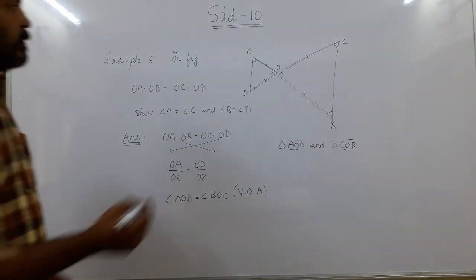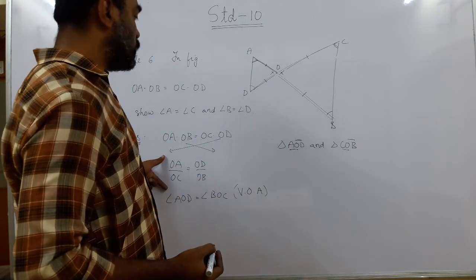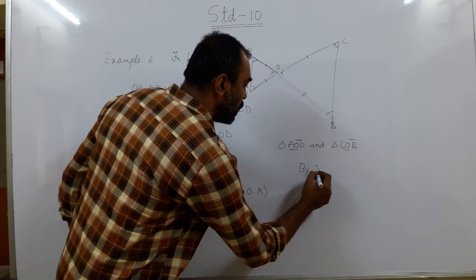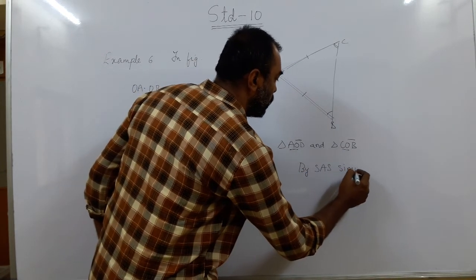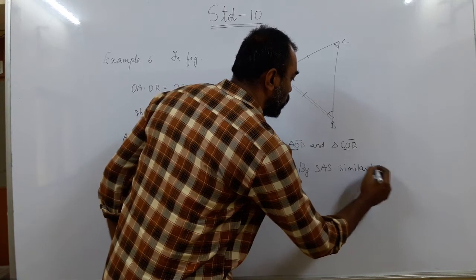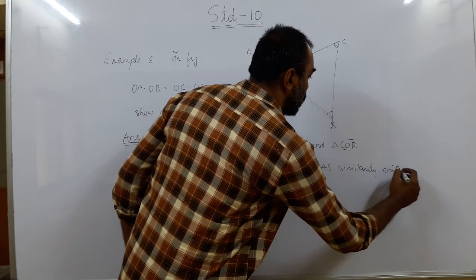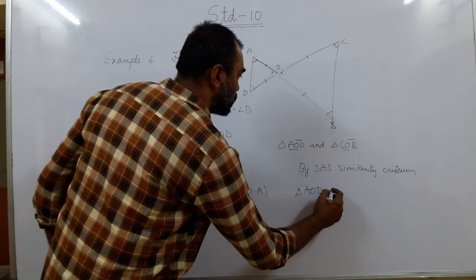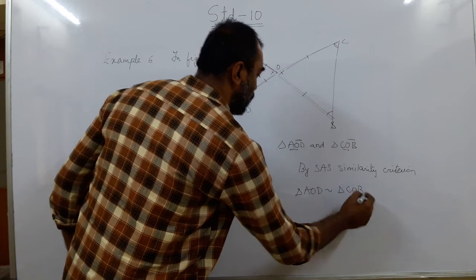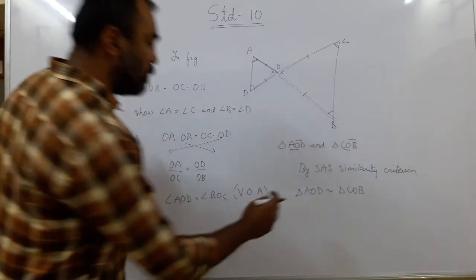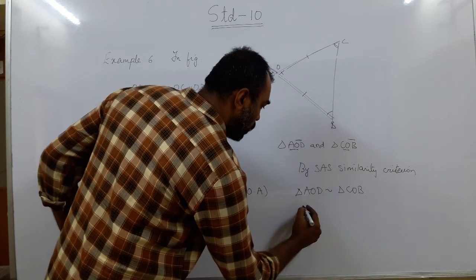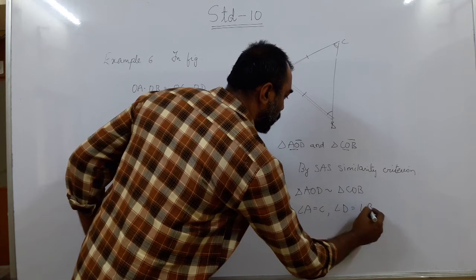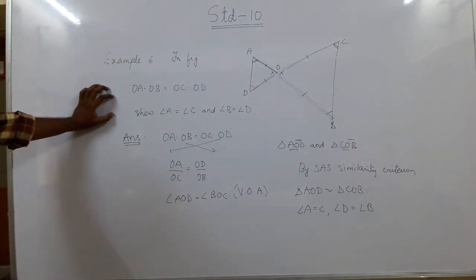Ratios are equal and the angle in between is also equal. So two sides are in the same ratio and the included angle is equal. So by the SAS similarity criterion, what do you have? You have triangle AOD is similar to triangle COB. But if that is the case, then by similarity what we have? Angle A equal to angle C and angle D equal to angle B, which we had to prove.